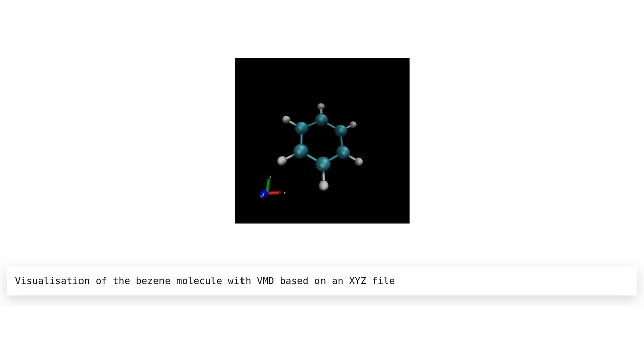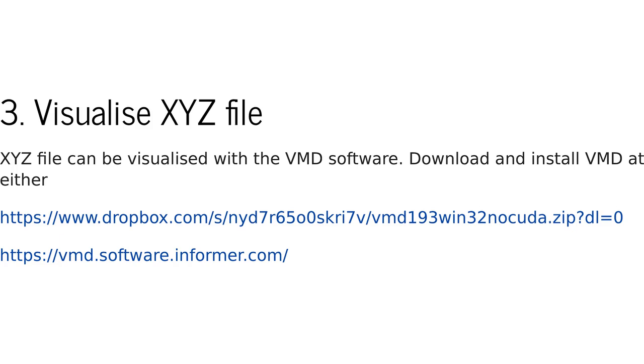It demonstrates how a simple text-based XYZ file containing atomic symbols and their coordinates can be transformed into a rich visual model that aids in scientific analysis and communication. To bring these XYZ files to life visually, we can use specialized software. A very popular and powerful tool for this purpose is VMD, which stands for Visual Molecular Dynamics. VMD is capable of reading XYZ files, among many other formats, and rendering them as interactive three-dimensional models, like the benzene molecule we just saw.